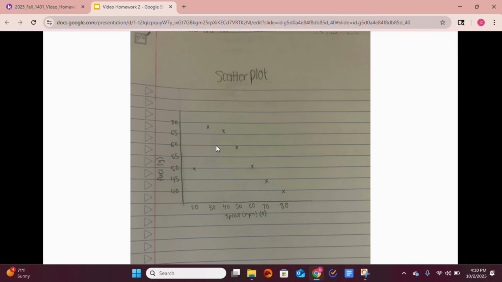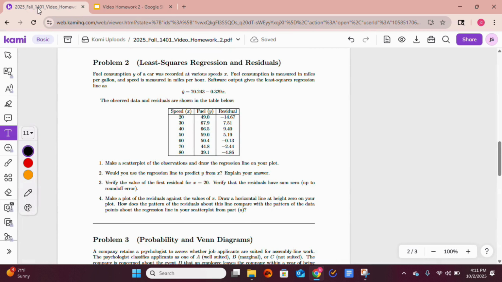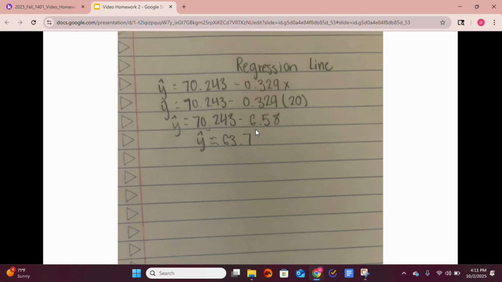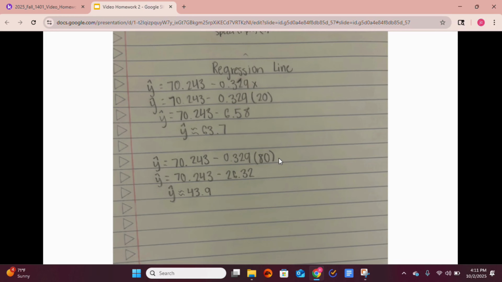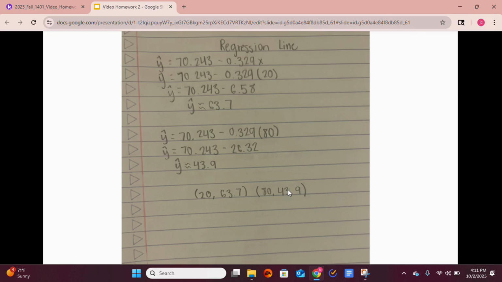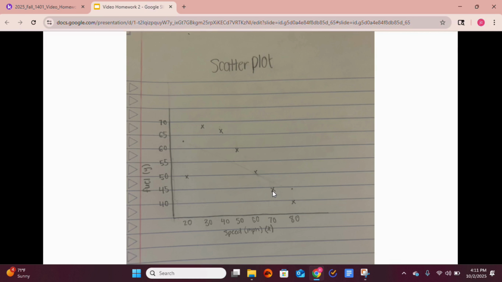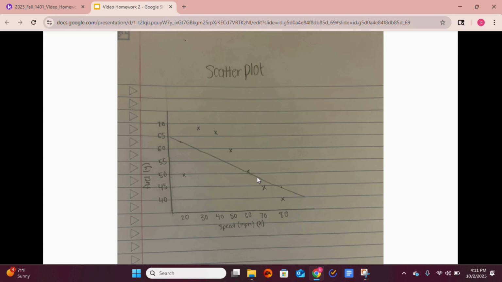Then we need to make our regression line. To do this, we need to use the regression line equation and find 2 values from the table to plug in. I find it easiest to use the smallest and largest numbers to make the line. So in this case, it would be 20 and 80. We will then plug in 20 and 80 and solve as normal. So when we plug in 20, it gives us 63.7, and then when we plug in 80, it gives us 43.9. This gives us 2 points that we can use to make our regression line. So then we plot both of those points and then put a line through both of them to make our line.